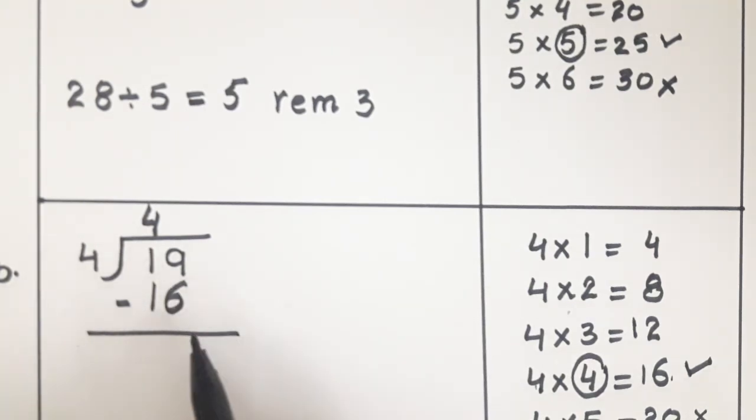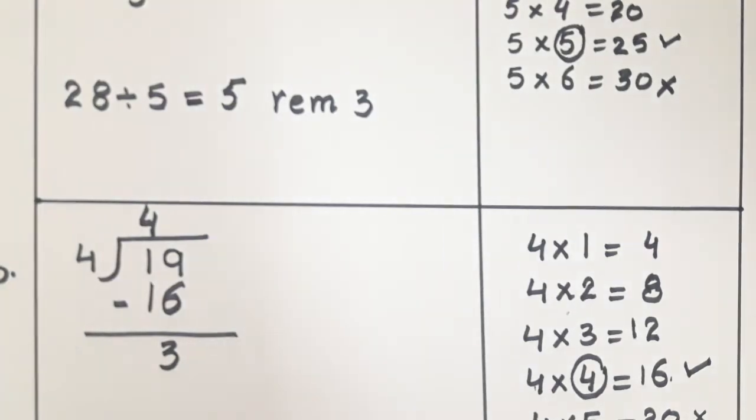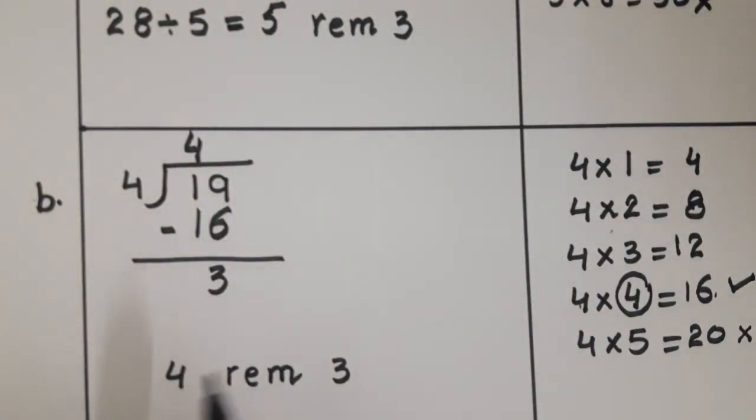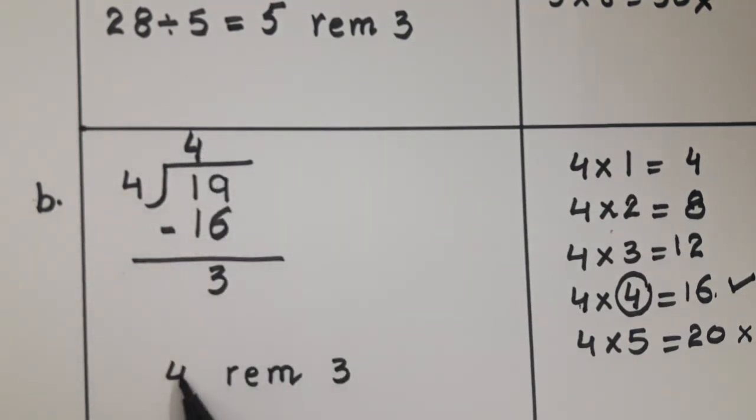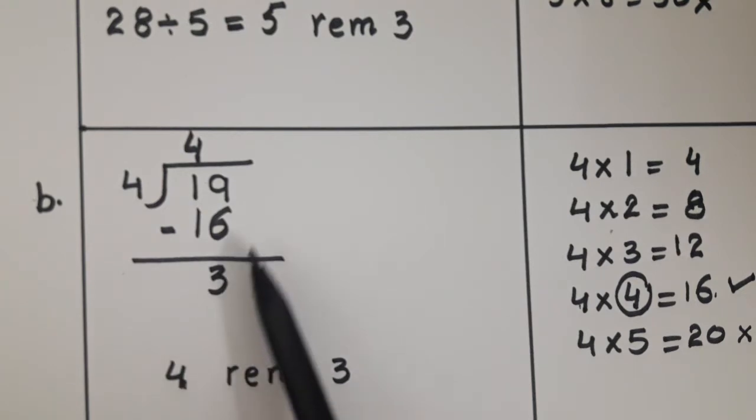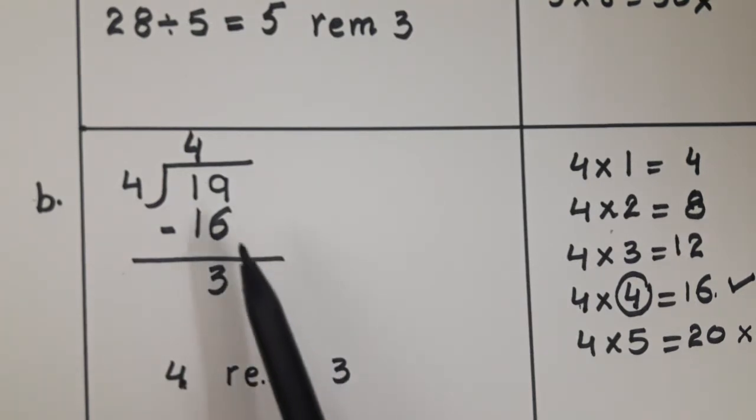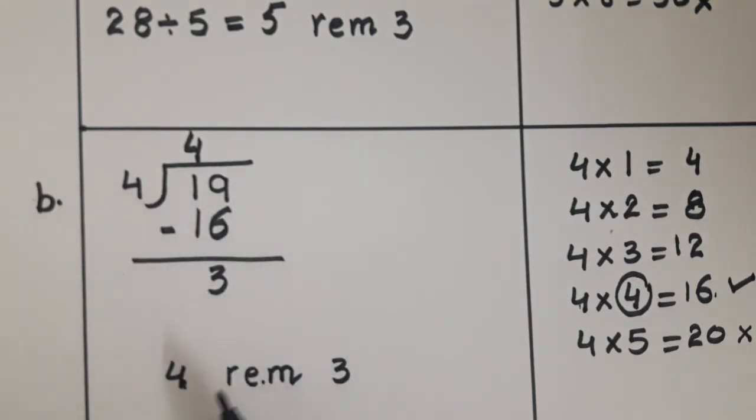9 minus 6 is 3. So this is our remainder. So our answer is 4, remainder 3. The quotient will come here, and the remainder 3. So the answer of 19 divided by 4 is 4, remainder 3.